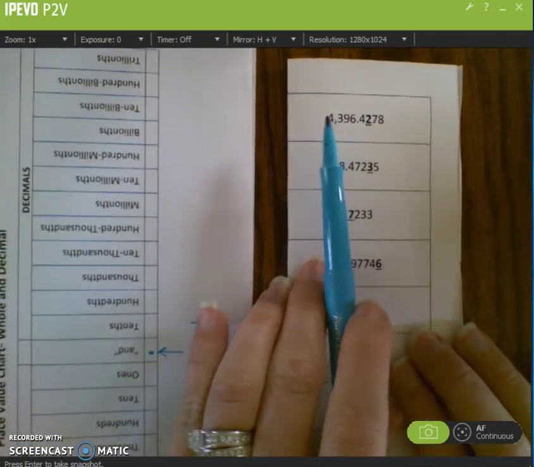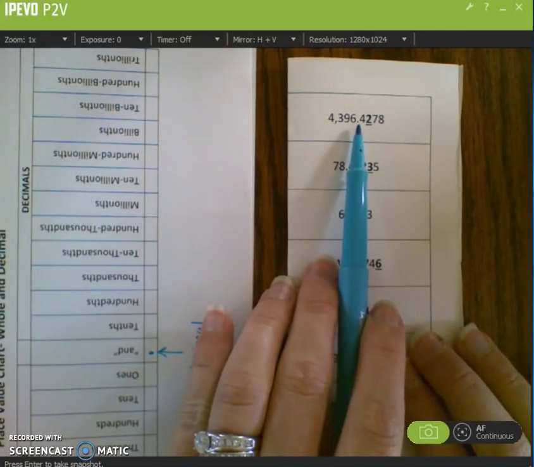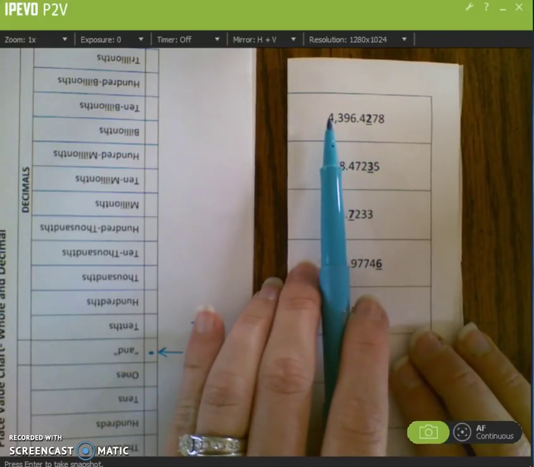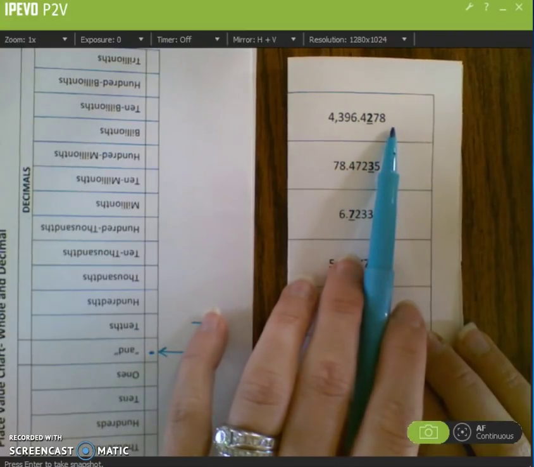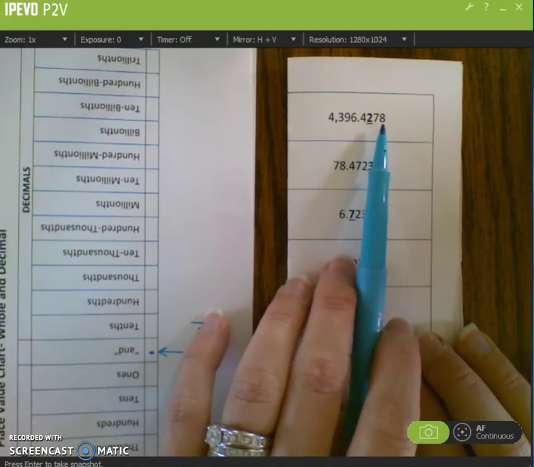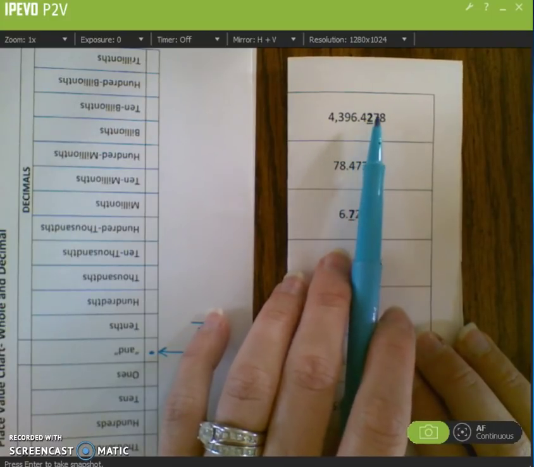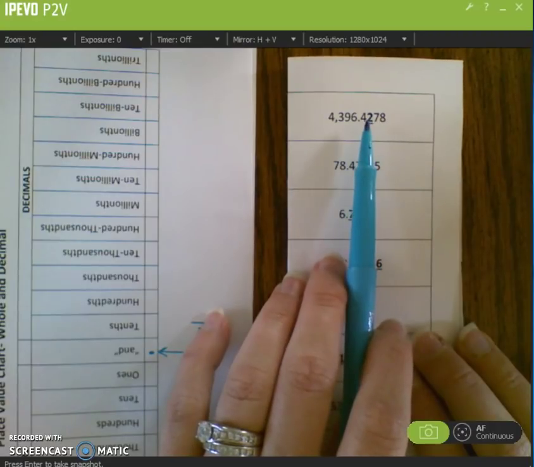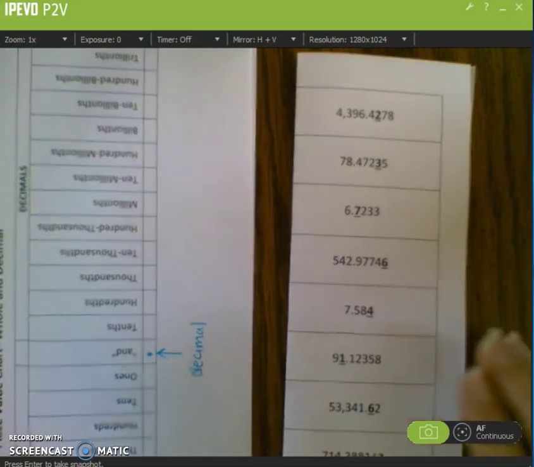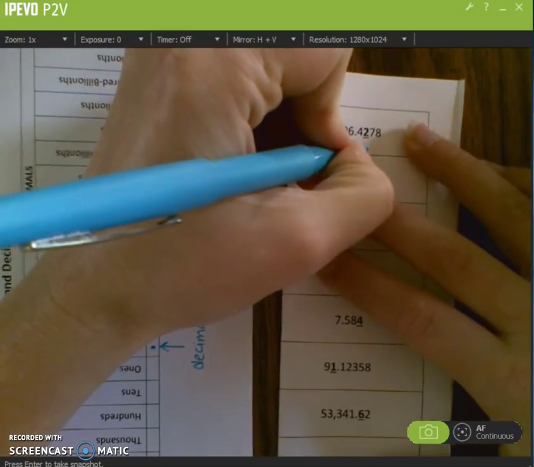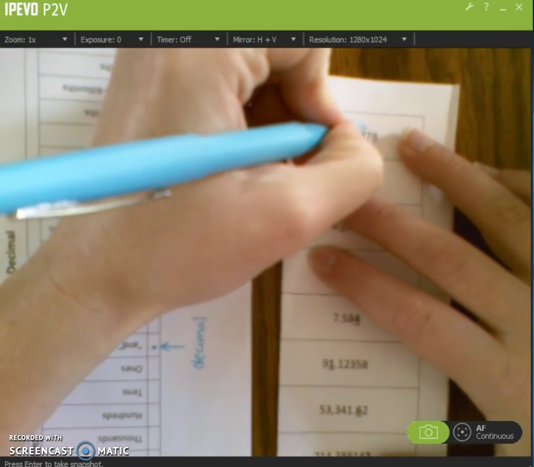Here's our sheet, and we can see that we've got thousands, hundreds, tens, ones, and there's our decimal point. That's our "and." So we would read this number as 4,396, and then we would read the number after the decimal point, 4,278. We would come to the furthest place value, which is the tenths, hundredths, thousandths, ten-thousandths. So we would read this as 4,278 ten-thousandths. But what they want to know is what the underlined place value is.